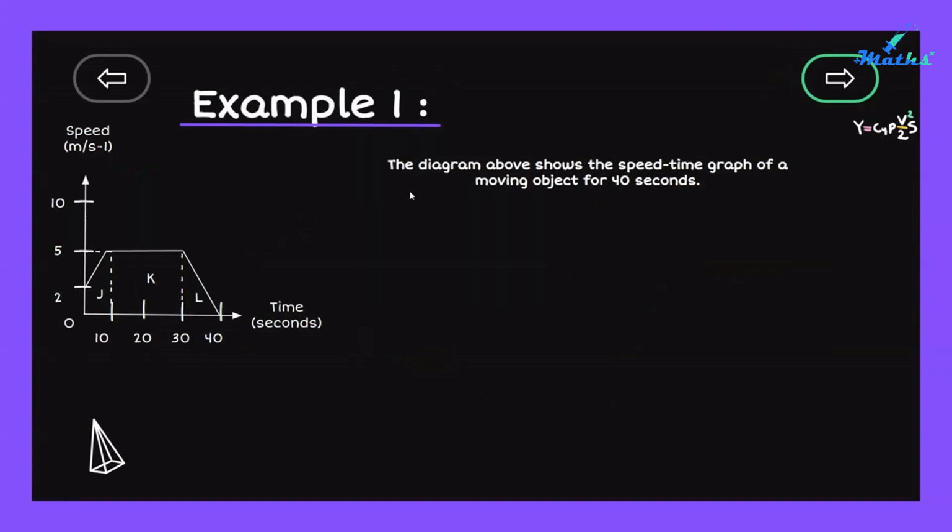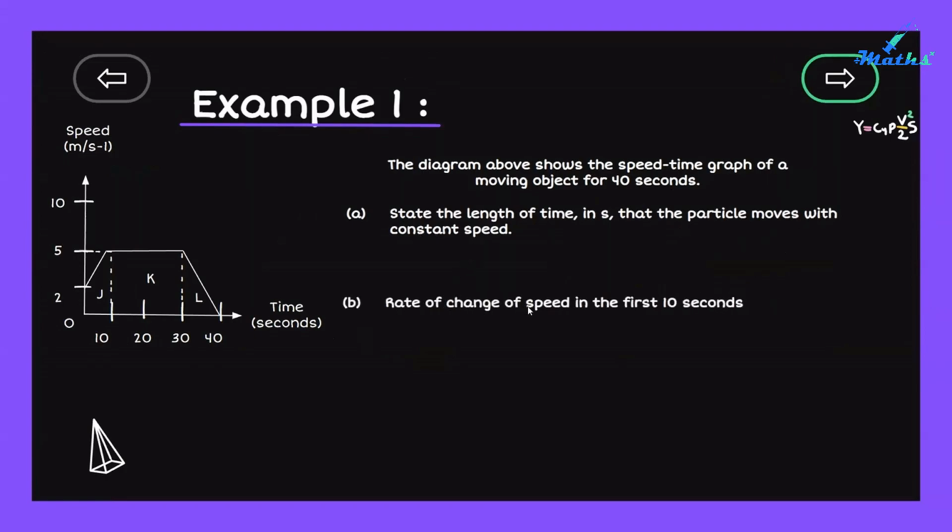For this question, the diagram above shows the speed time graph of a moving object for 40 seconds. This is the graph. Question A, state the length of time in seconds that the particle moves with constant speed. Question B, find the rate of change of speed in the first 10 seconds. Let's start with question A.